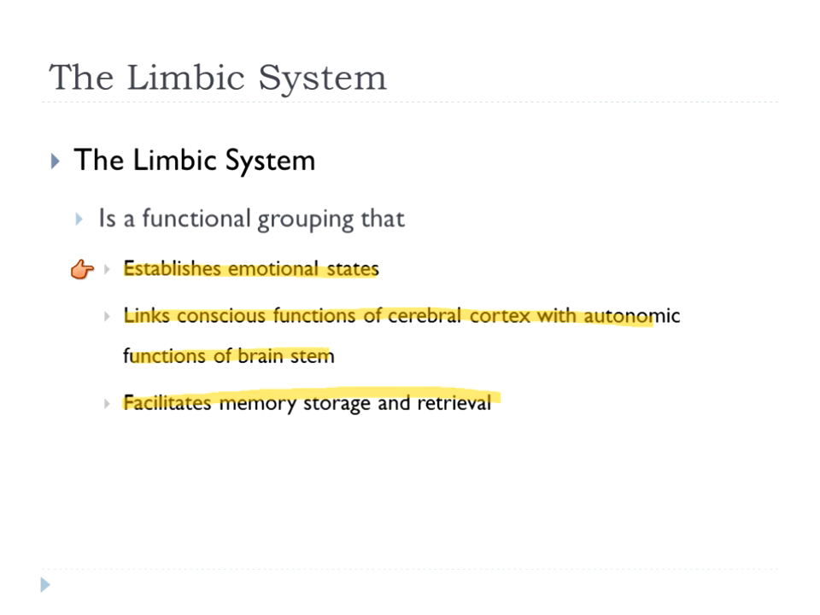Now we've said that some of that has been the job of the hypothalamus, which can also help to establish some emotional states. But really, the limbic system's primary responsibility is the establishment of emotional states. It helps to link the conscious function of your cerebral cortex with the autonomic functions of the brain.